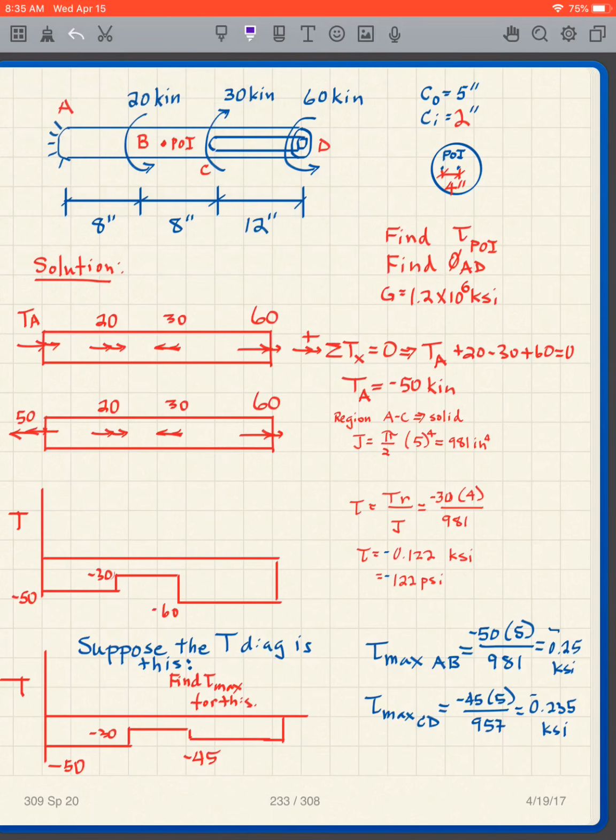So again, we want to find tau at the point of interest, and I've given you the point of interest. Point of interest is there, and the point of interest is there. So the point of interest is at 4 inches from the center, and it's in the BC region.